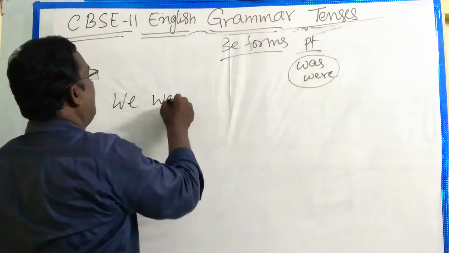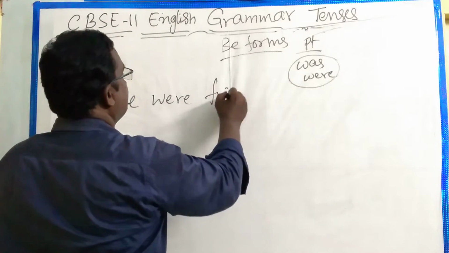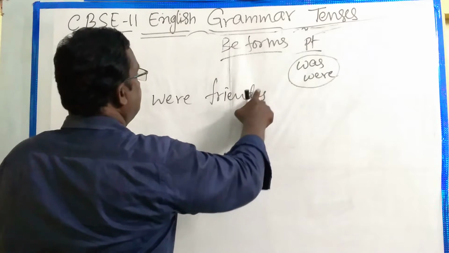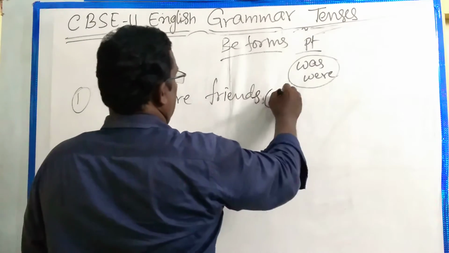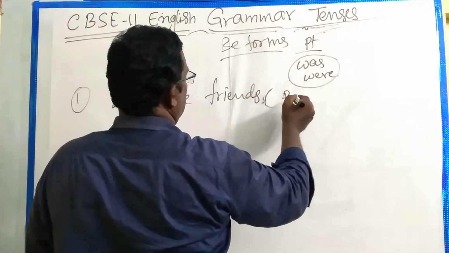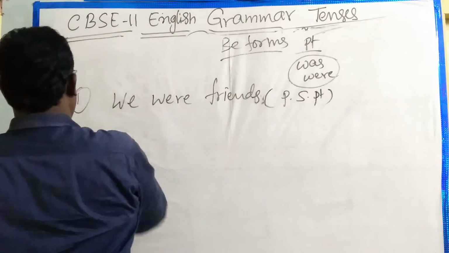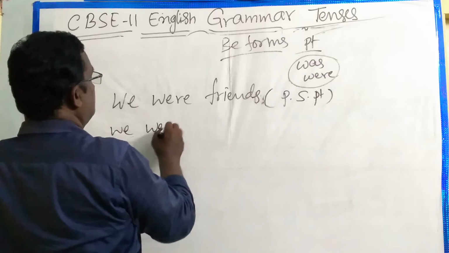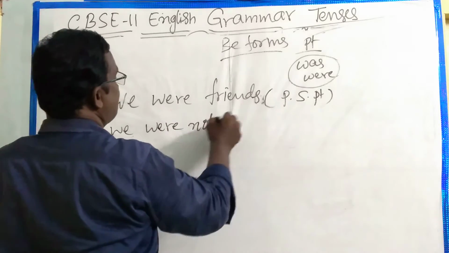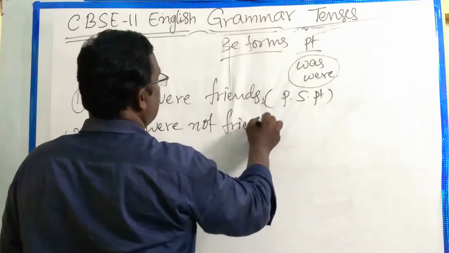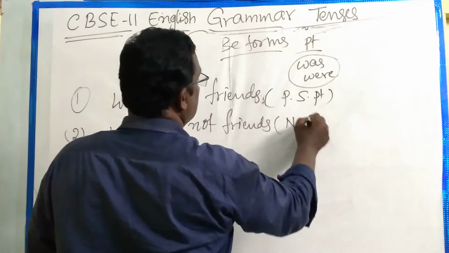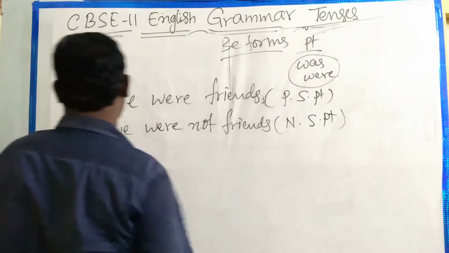We were friends. Positive, simple past tense. We were not friends. This is a negative, simple past tense.